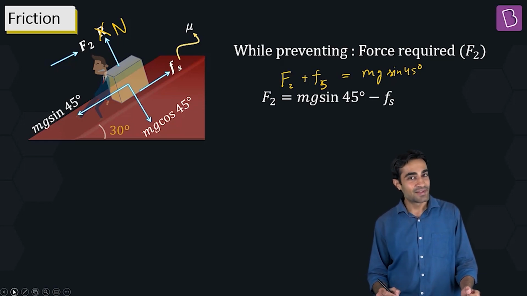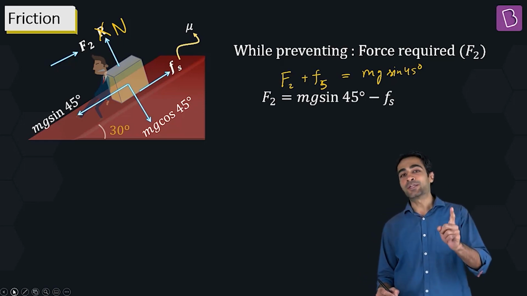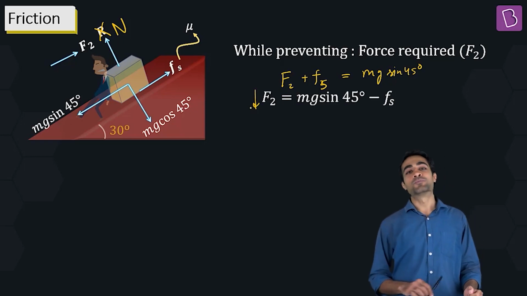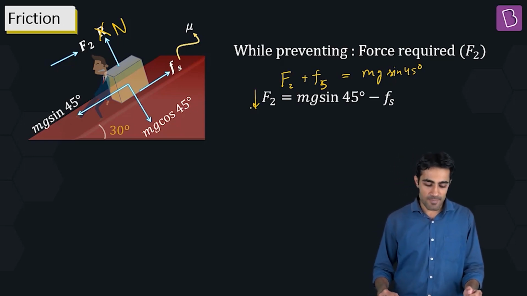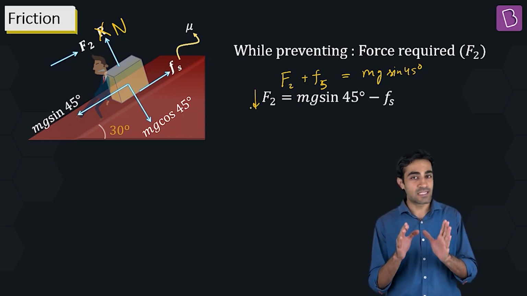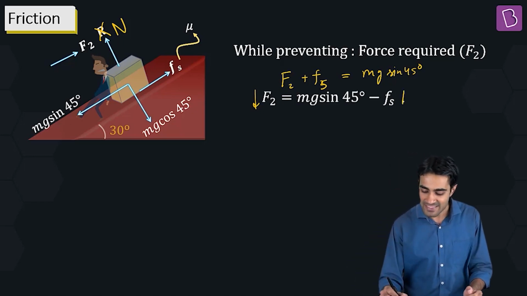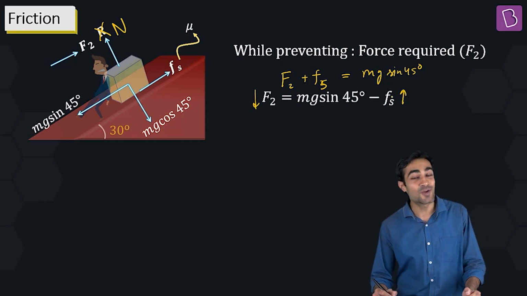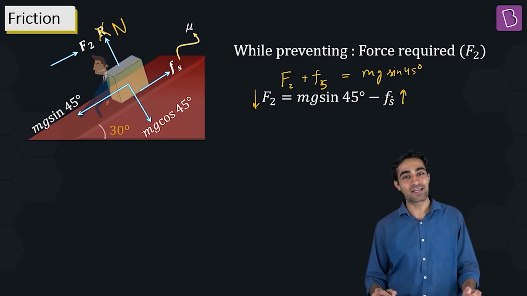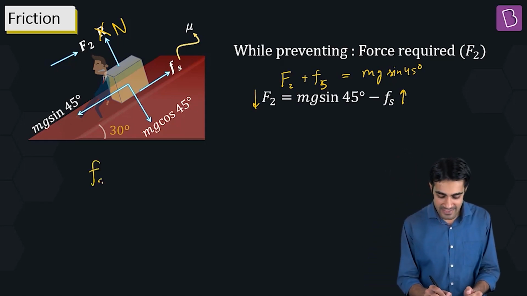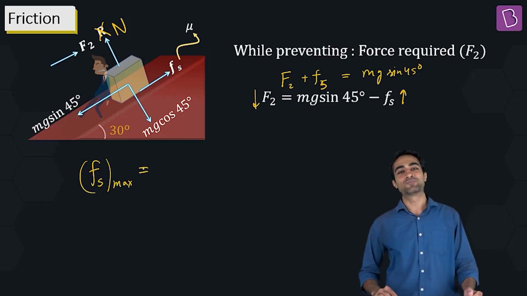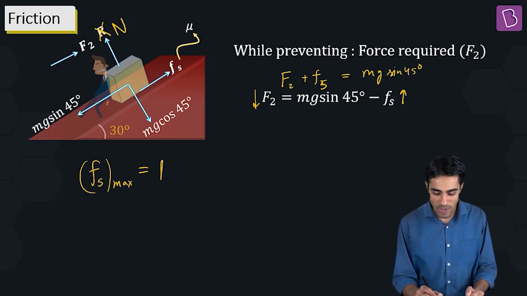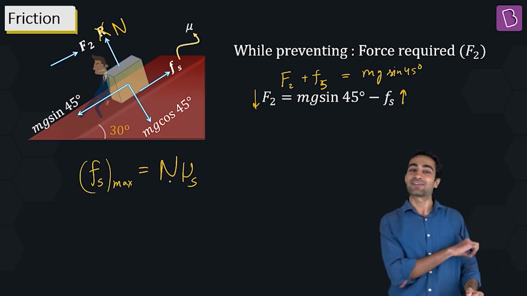Okay. Now, if we want the minimum value of F2, if we want the minimum force to prevent the block from slipping, then we must have maximum value of static friction, right? Right. So, what do you think is the maximum value of static friction? You say it is the limiting value. It is normal reaction times mu s, right?